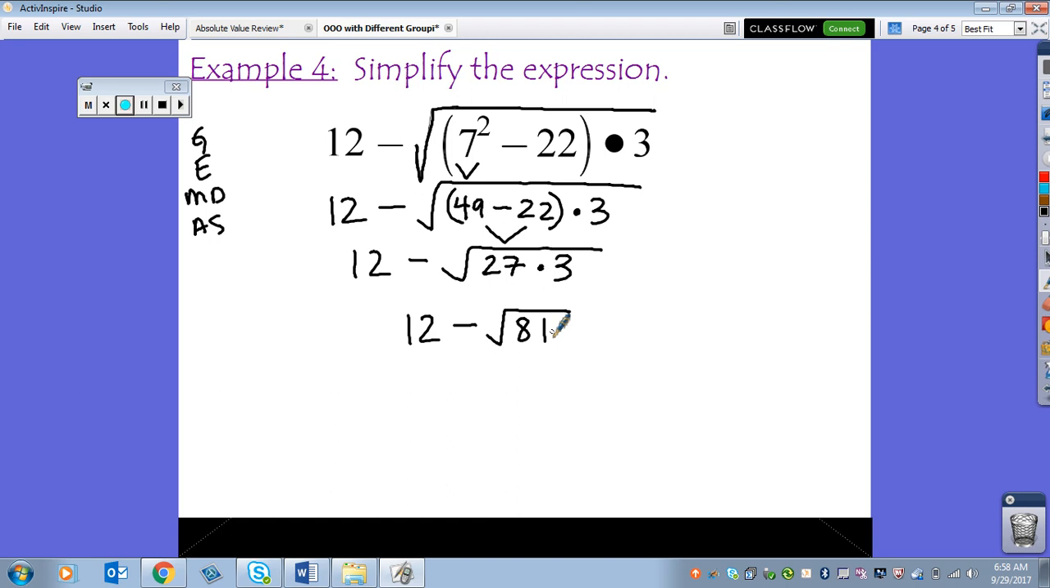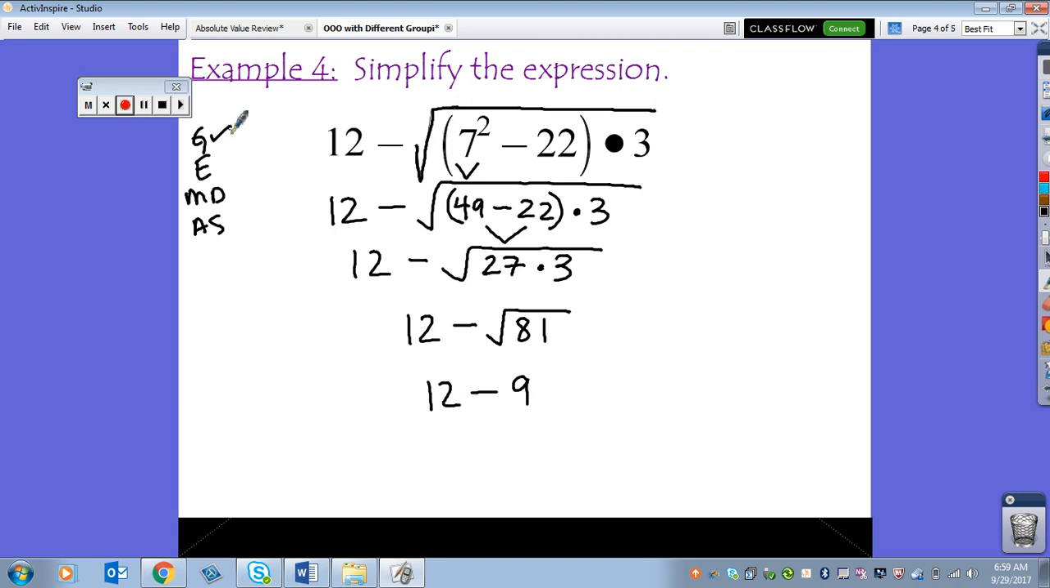I only have 81 here now, but I do need to finish this step by taking the square root of 81. So I'd use my calculator and type in 81 and then hit the square root button. That will get me 9. I don't need the square root symbol anymore because I've already found the square root. This is my root. I bring down the subtraction and the 12.